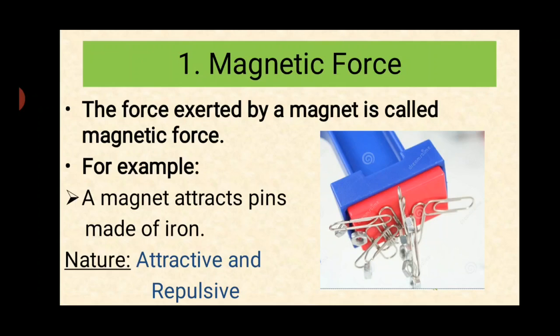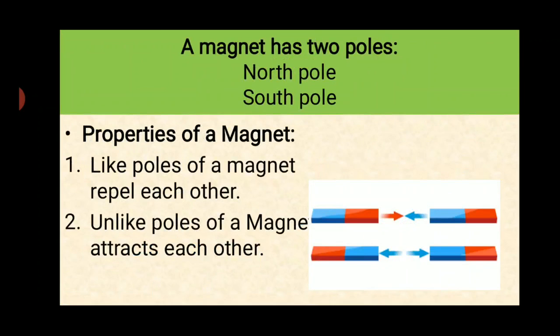near one another can be that of attraction or repulsion depending upon which poles of the two magnets are facing each other. Now you might be thinking, what are the poles of a magnet? We have already studied in class 6 about the two poles of a magnet, which are a north pole and a south pole.